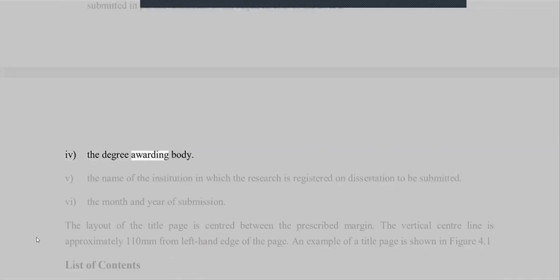4. The degree awarding body. 5. The name of the institution in which the research is registered or dissertation to be submitted. 6. The month and year of submission.